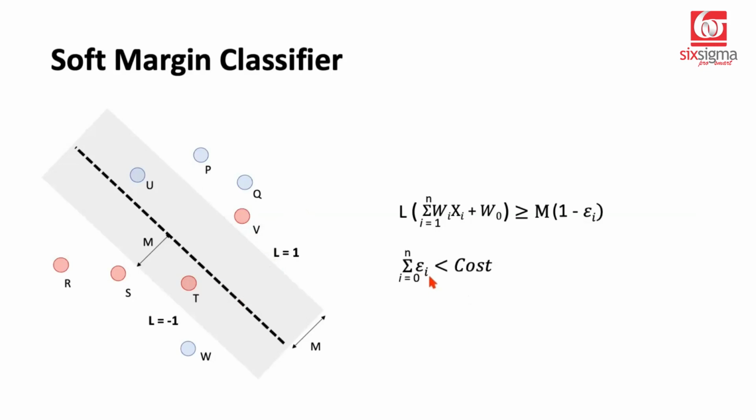Notice that we do not directly control the value of epsilon, so we cannot pass it like a hyperparameter. This is to be learned by the algorithm. However, what we can control is the total budget on these errors or slacks. We can say that the sum of all these epsilon i's, or the slack variables, should be less than a certain cost. And there is a hyperparameter available in scikit-learn to tune this.